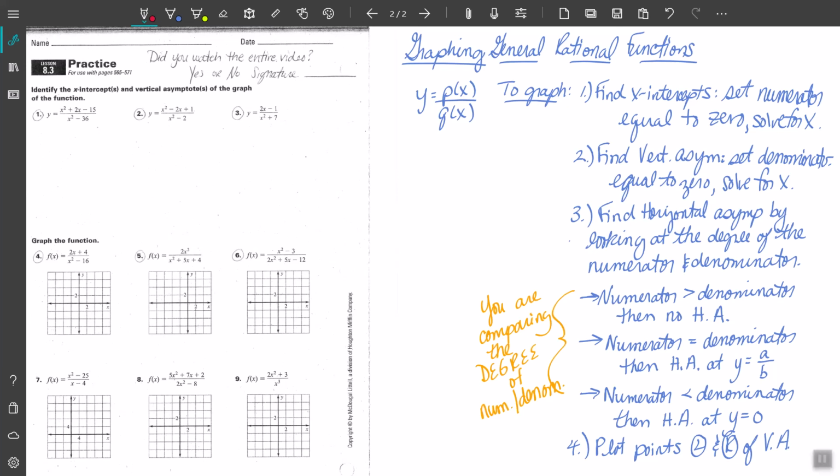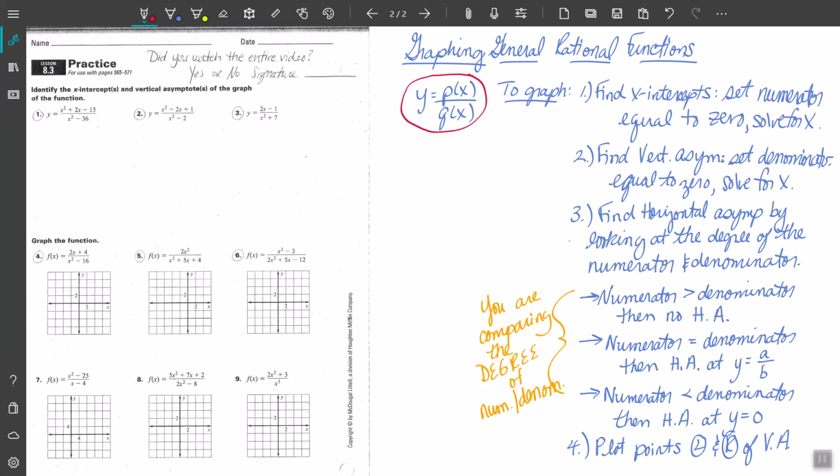All right, 8.3, we are going to start graphing general rational functions. If you look at the functions shown on this worksheet, you'll see that in the numerator we have a function as well as in the denominator. So we're going to be dealing with functions that take this form, where we say y, or we could say f of x, equals p of x over q of x. So we're going to have two separate functions, one in the numerator and one in the denominator. This is going to make for some very different looking graphs.